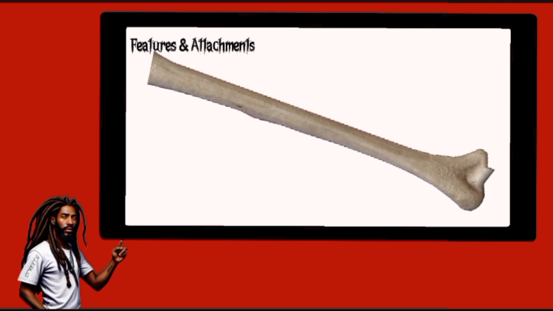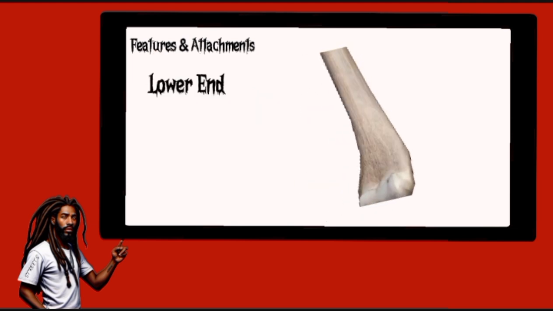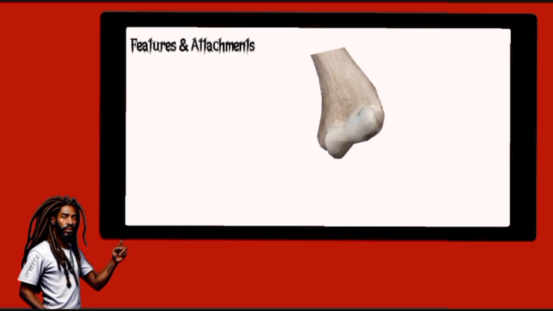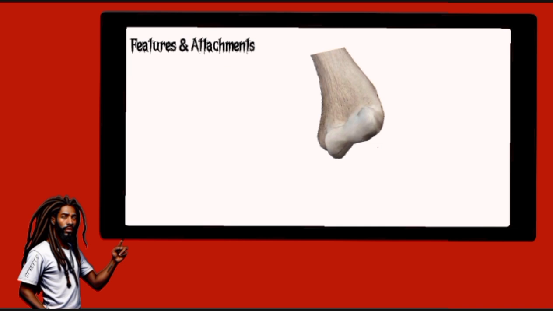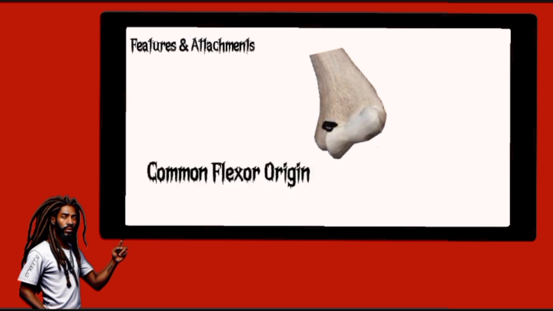Now let us go to the lower end. The lower end of this bone is flat. We have already established that before. We have all those things: capitulum, trochlea, radial fossa, coronoid fossa. Now let's look at the attachments here. On this medial side, it gives what we call the common flexor origin, and the anterior surface in this medial part gives the common flexor origin.